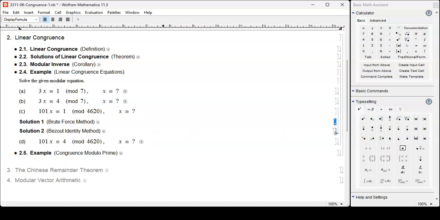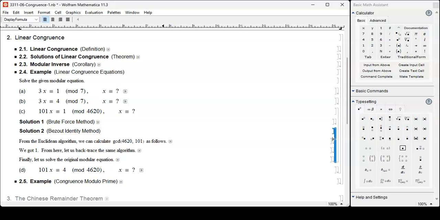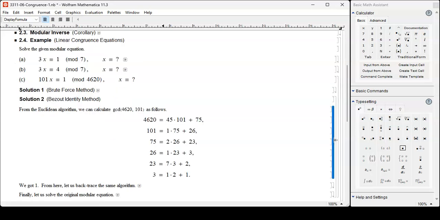What if you use Bezout's identity method? Okay, let's try that. Remember how to do that? We use the Euclidean algorithm to find the GCD first. 4,620 divided by 101, we get the quotient 45 and remainder 75. Now, use the remainder to divide the divisor. 101 is 1 times 75 plus 26. We get a new remainder.